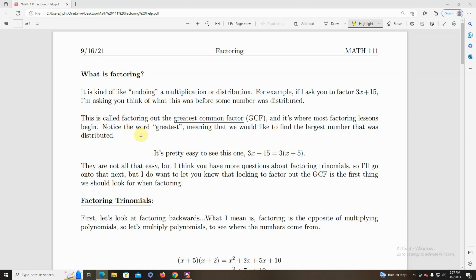Hey everybody, let's work on factoring polynomials today. Okay, so what is factoring? That's a good place just to start.